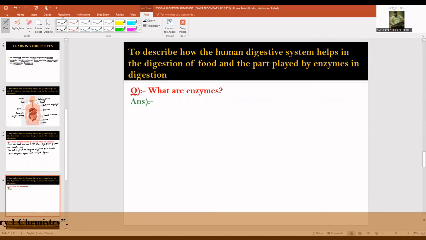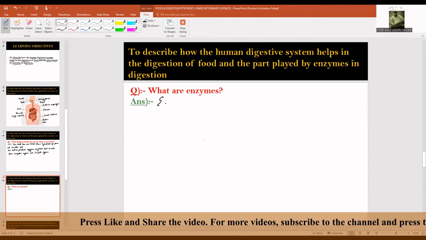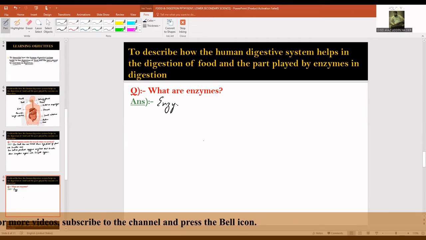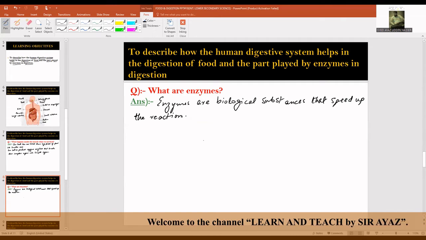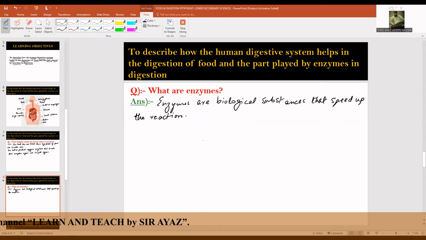Now I will talk about enzymes. What are enzymes? Enzymes are biological substances that speed up the reaction. Our body produces these enzymes.